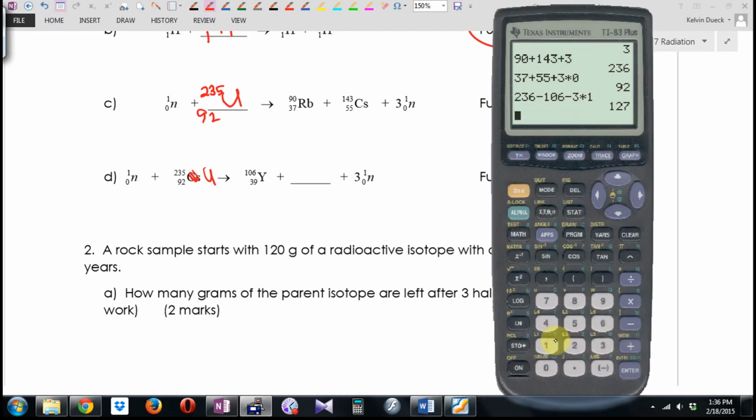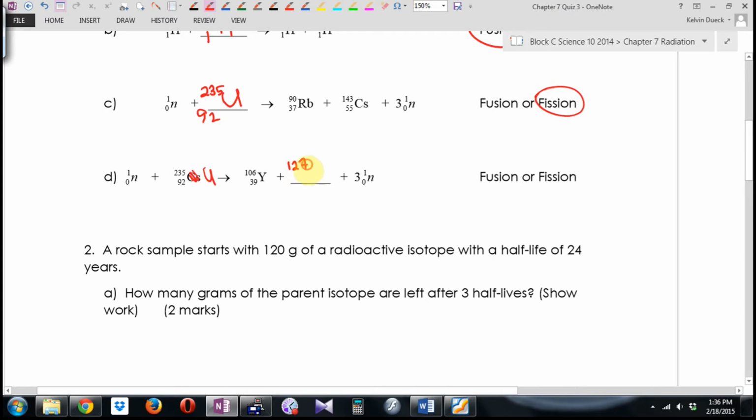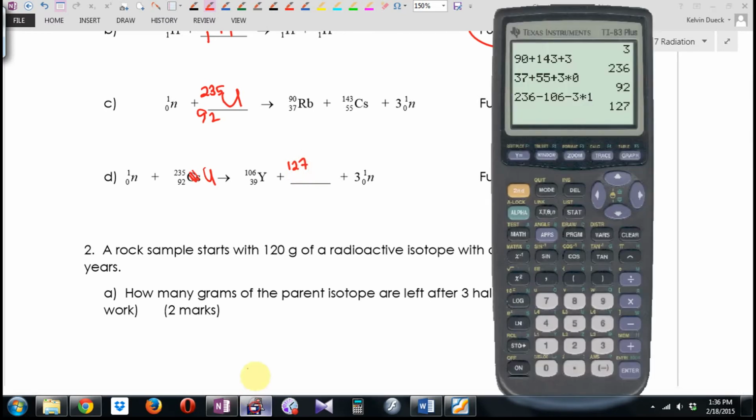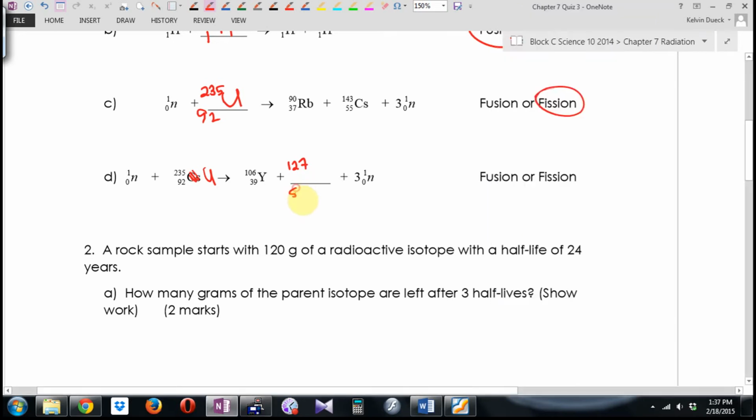3 neutrons. Is the mass 127, is that right? And then the charge is going to be 92, take away 39. It's going to be element 53. What is element 53? I tried to make these somewhat realistic. Iodine. Radioactive iodine. And this is fission.